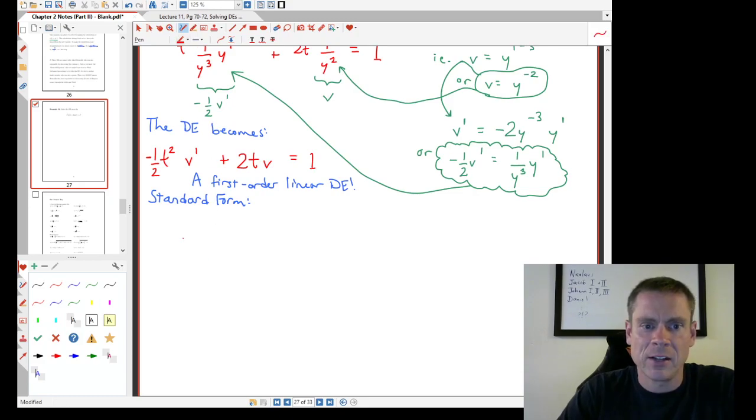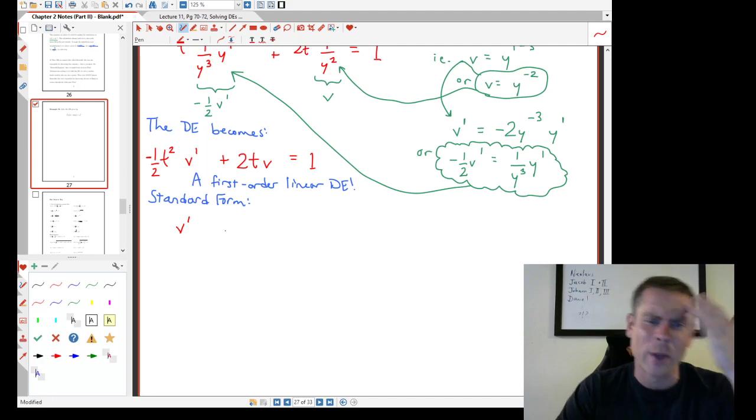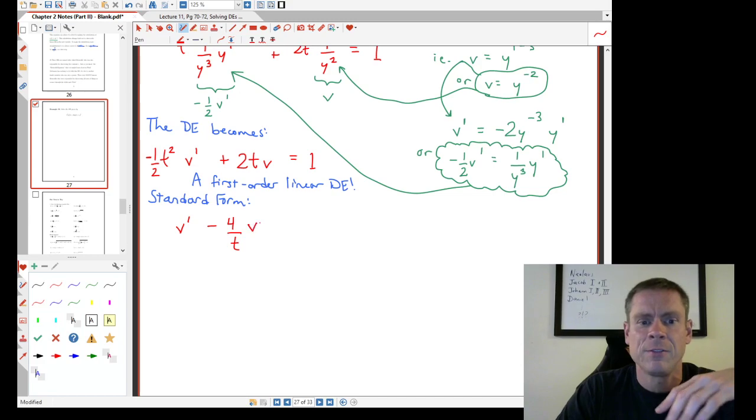If you've been practicing at all, especially for the first test and so on, this should be pretty comfortable. I'm going to get v prime. I'm multiplying everything by minus 2 and dividing by t squared. So I think we get minus 4 over t. Is that right? Let me just see. If I multiply by minus 2, I get minus 4. If I am dividing by a t squared, I get a t on the bottom. Yep, I like this. V.